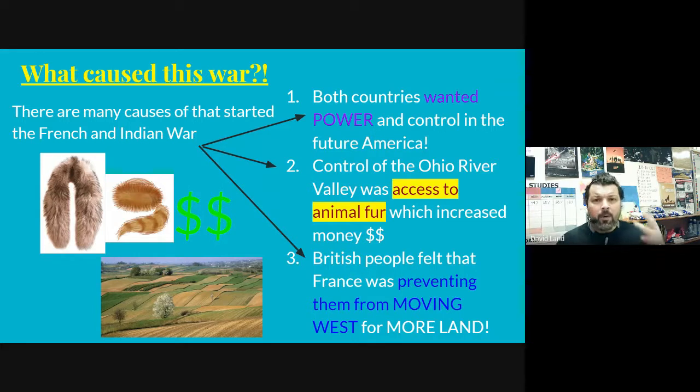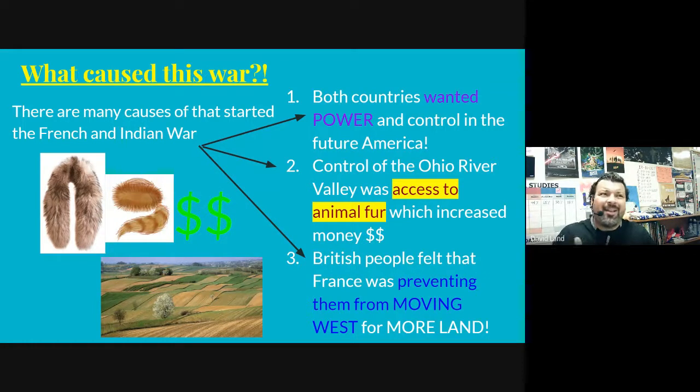And lastly, number three, British people in the colonies felt that even though they owned the colonies, they couldn't move out of the colonies. They couldn't go west across to the Ohio River Valley. Now, why would they want to do that? Well, they wanted land. They wanted to leave the colonies. They wanted to move away from there.